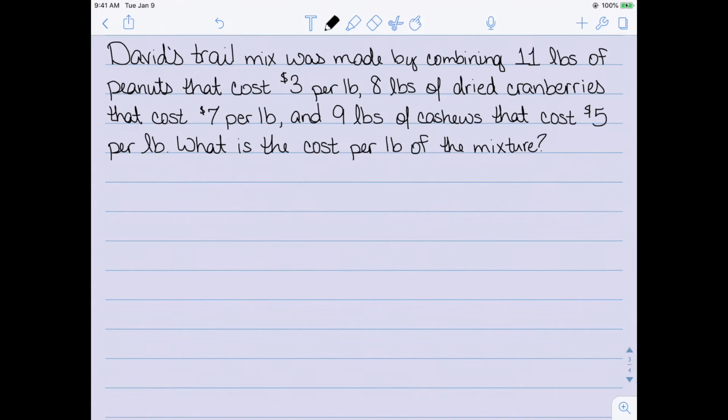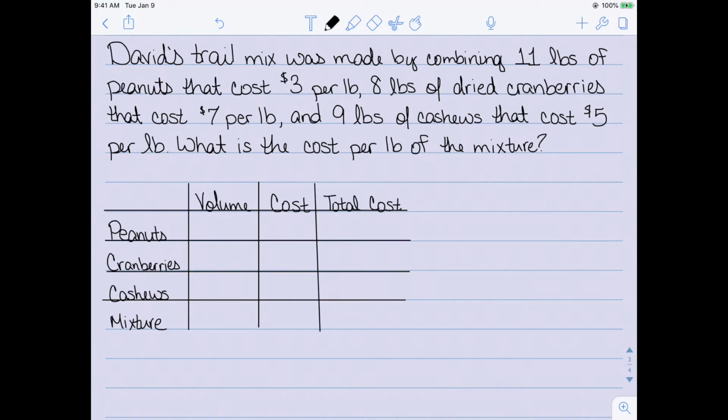David's trail mix was made by combining 11 pounds of peanuts that cost $3 per pound, 8 pounds of dried cranberries that cost $7 per pound, and 9 pounds of cashews that cost $5 per pound. So what is the cost per pound of the mixture? This one's slightly different than the last one, but it is also a mixture problem. So once again, let's start by organizing stuff in tables.